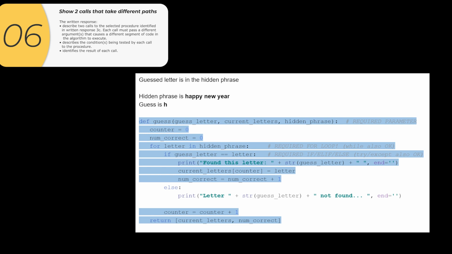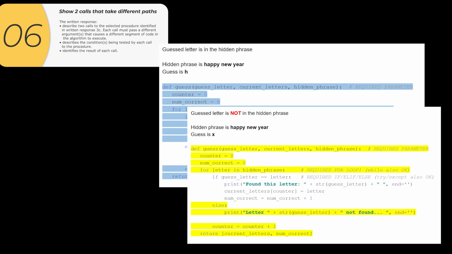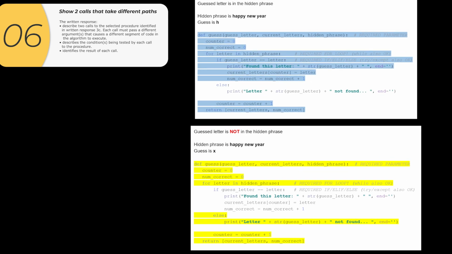In the second example, my hidden phrase is still Happy New Year, but I guessed X. And Happy New Year does not have an X. So the yellow shows the code that is executed. The code checks if the letter's in the hidden phrase, and it is not. So that's different from before. It does the same check, but the result of the check is different. And because of that, it runs the code associated with the else. So that's the architecture your function needs to score this point.